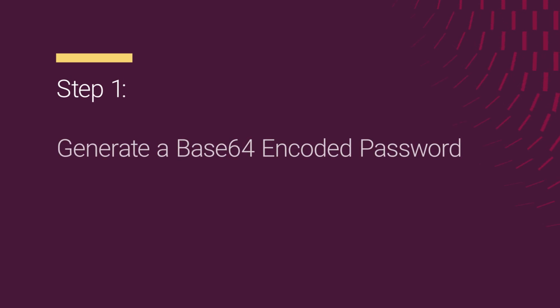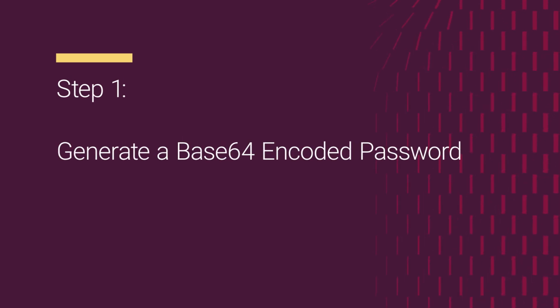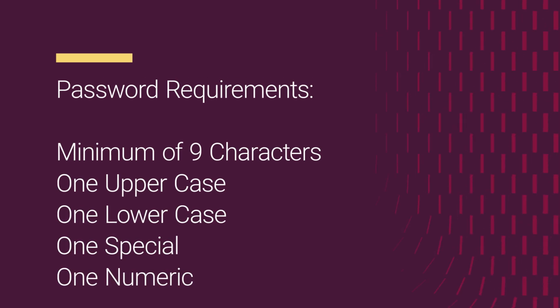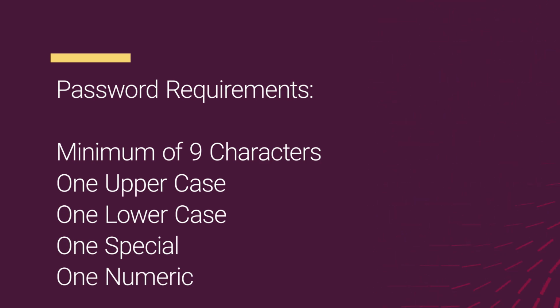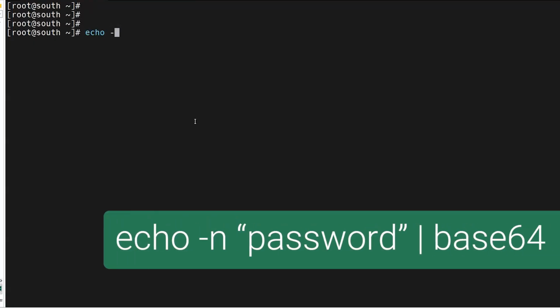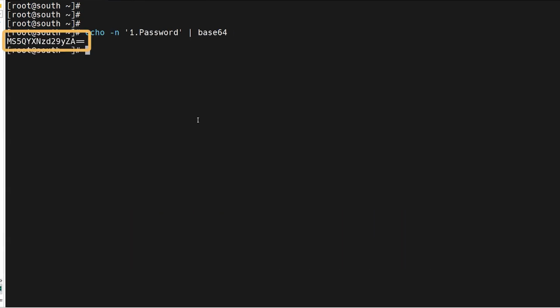Let's start with generating a new password in base64 encoded format. The password requirements are a minimum of 9 characters, including at least one uppercase letter, one lowercase letter, one special character, and one numeric character. On your NetWorker server, type the command echo -n your new password | base64 to generate a base64 encoded password.